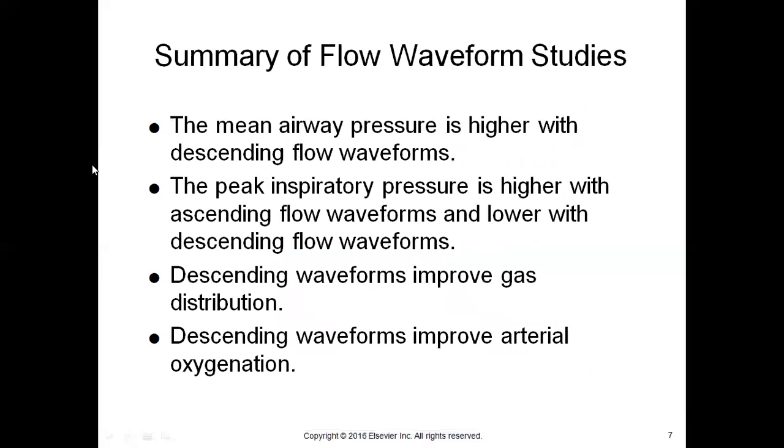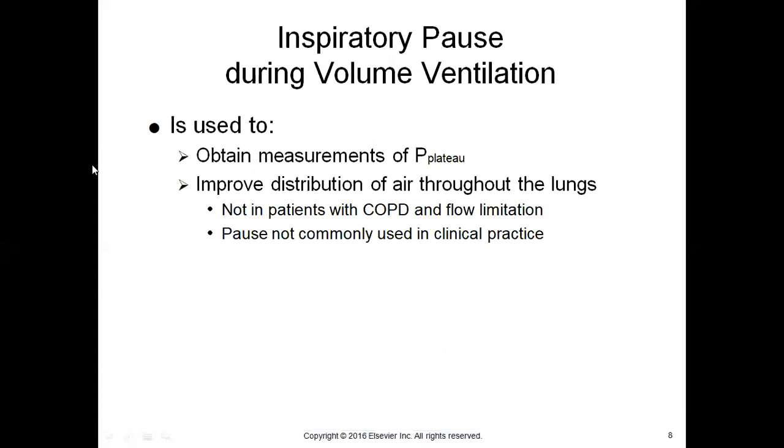When we have descending flow waveforms, that mean airway pressure, as I told you, that pressure stays on the lungs a little better, so that helps with oxygenation. It also keeps those peak airway pressures a little lower, and gas distribution throughout the lung tends to be a little better. So like I say, a lot of times we stick with that descending waveform.